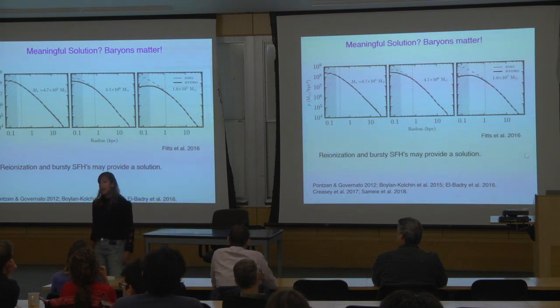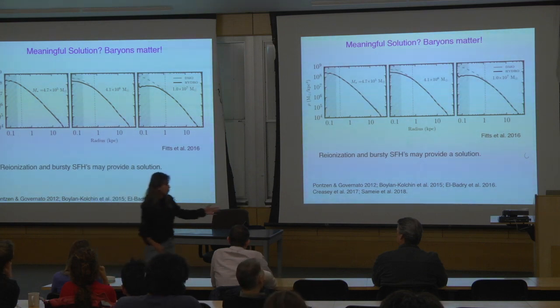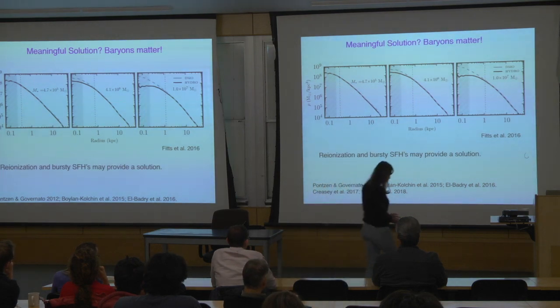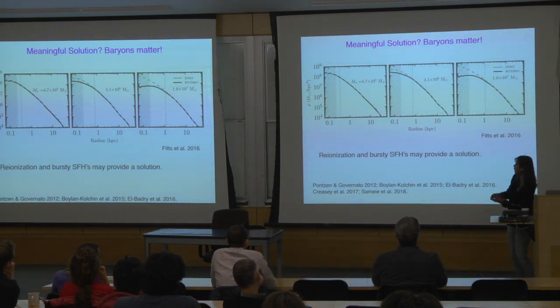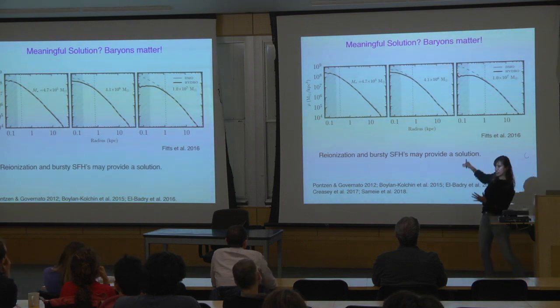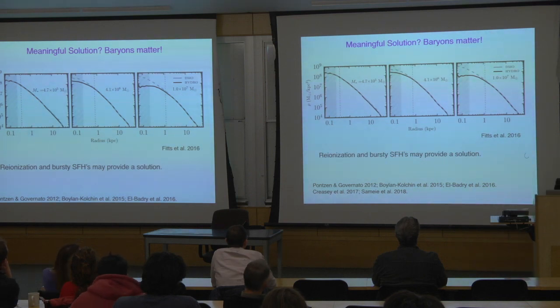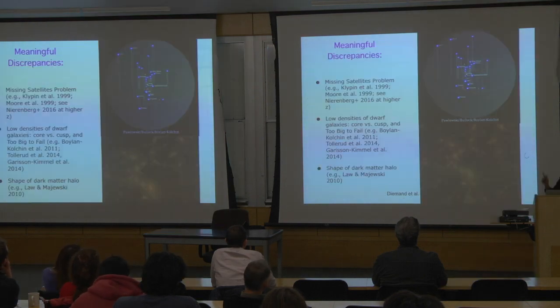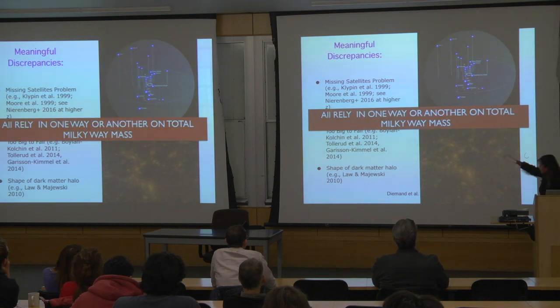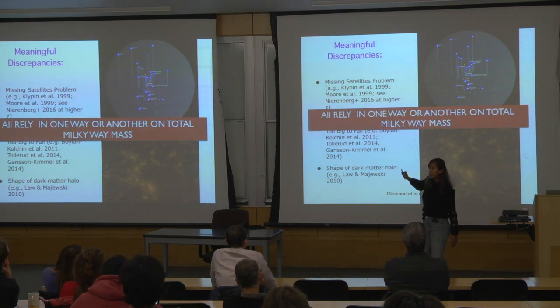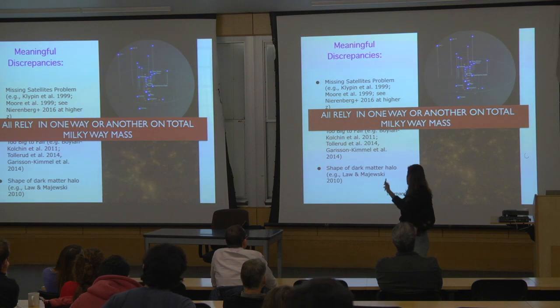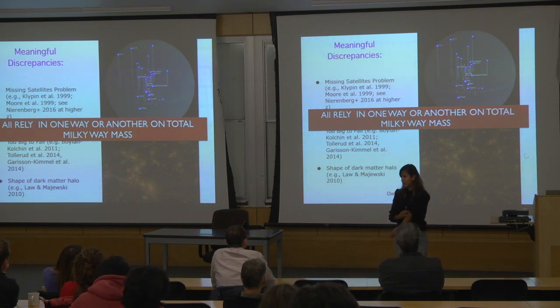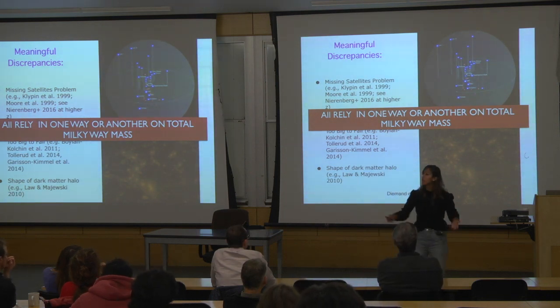But I think that is a very deep question, and also what I was just going to say on the next slide. First of all, again, what we would like to do is measure the density profile of these dwarf galaxies in the inner bits. I think that's a key measurement to be made. However, all of these problems rely in one way or another on what you assume the Milky Way mass is. Or put another way, is the Milky Way typical?